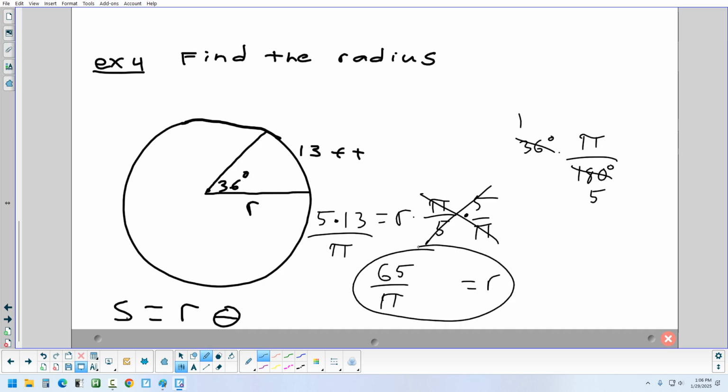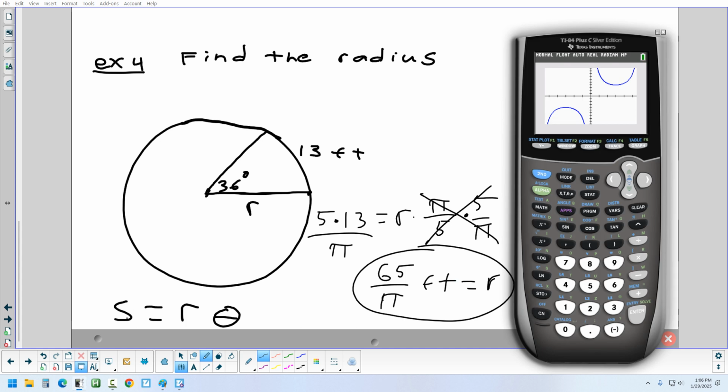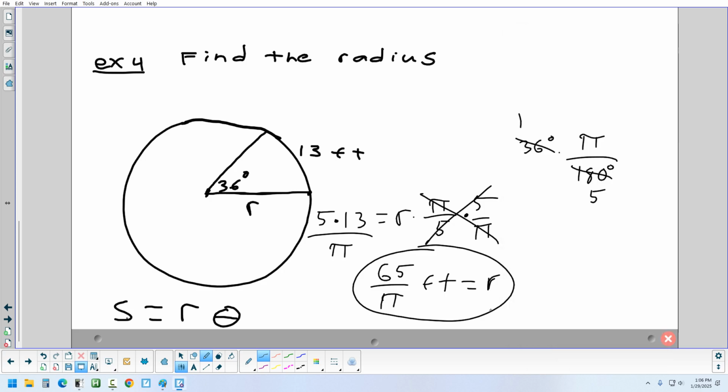What do I need for a label on that? Radians? Oh, no. It's feet. Remember, R is the distance from here to there. So feet. And I don't think we did this today, but if you want a decimal for it, you just type in 65 divided by pi. So it's about 20.7 feet. All right. So any questions on the arc length formula?